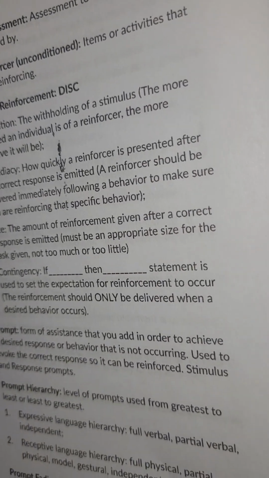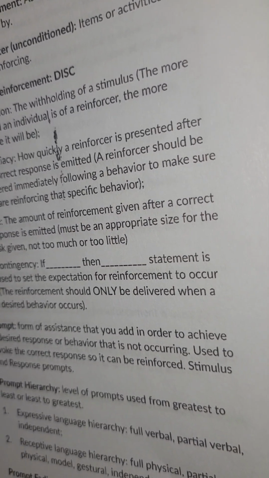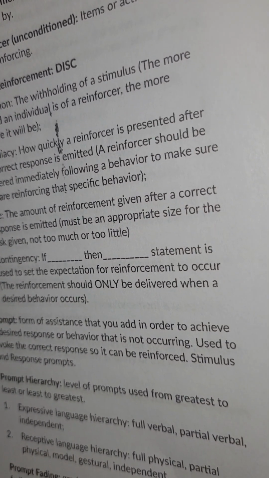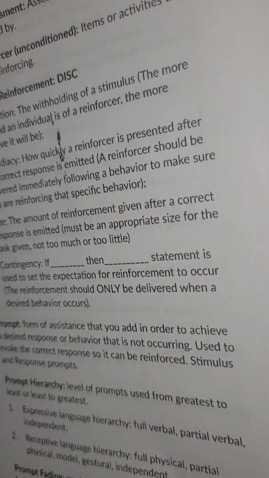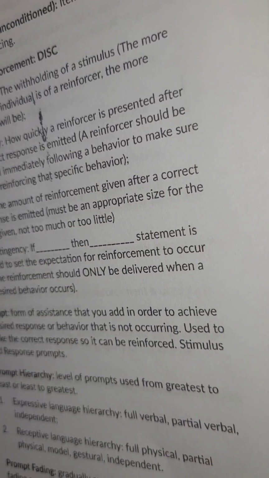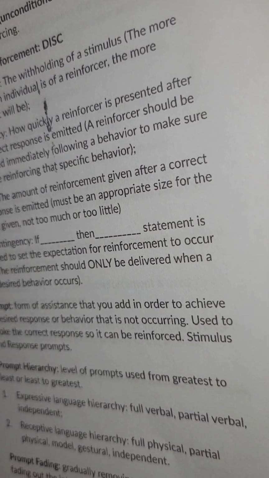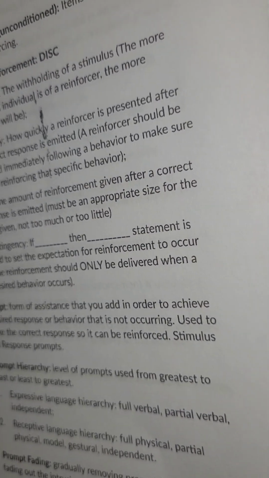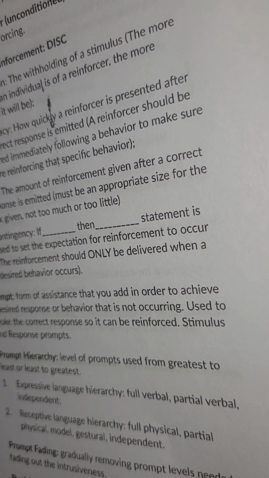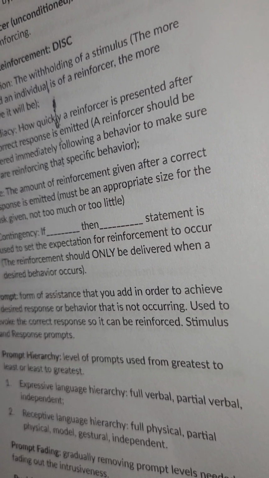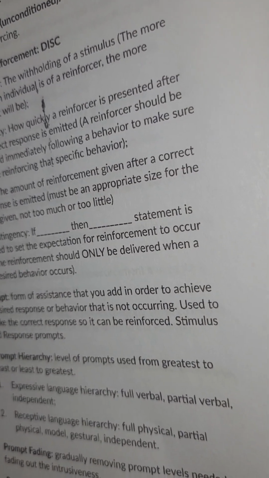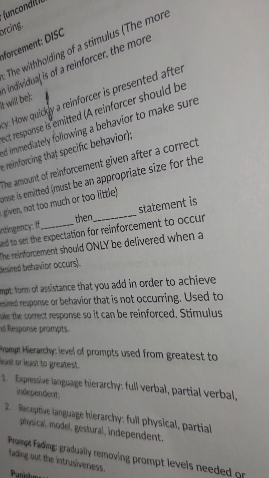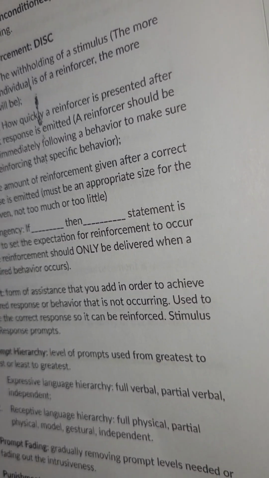Immediacy, how quickly a reinforcer is presented after the correct response is emitted. A reinforcer should be delivered immediately following a behavior to make sure you are reinforcing that specific behavior. Size, the amount of reinforcement given after a correct response is emitted, must be an appropriate size for the task given, not too much or too little.